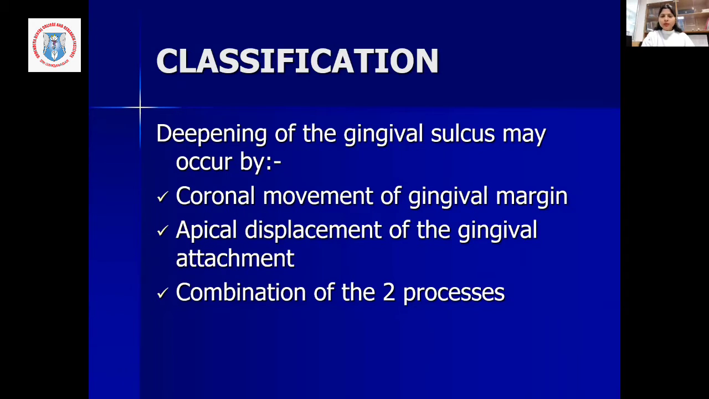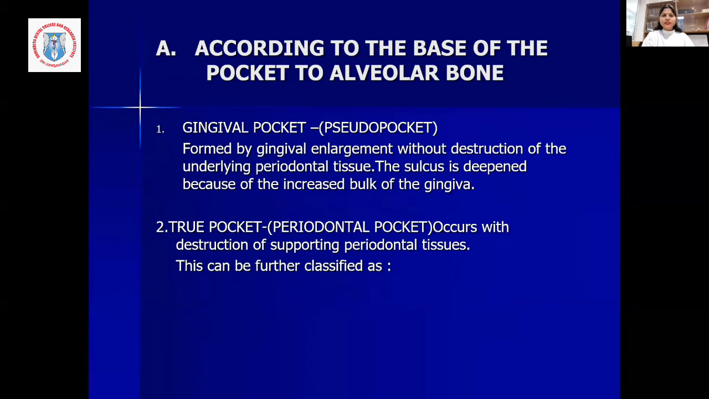If only the coronal movement of the gingival margin is present, it is called the gingival pocket. That is, it is formed by gingival enlargement without destruction of the underlying periodontal tissues. The sulcus is deepened because of the increased bulk of the gingiva. So it is not a true pocket. There is no displacement of the apical tissues, and it is called the pseudo pocket or the false pocket.